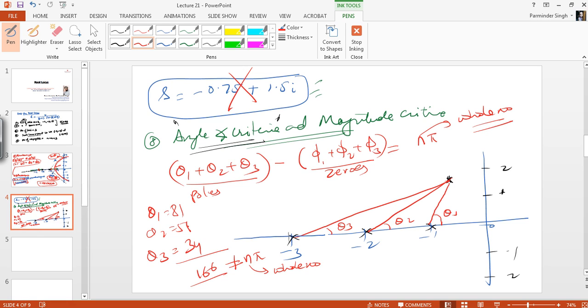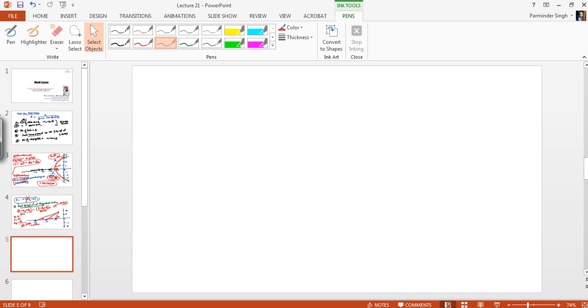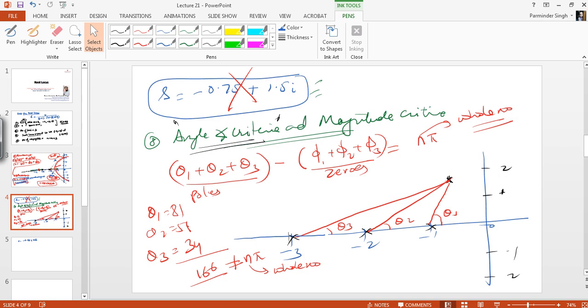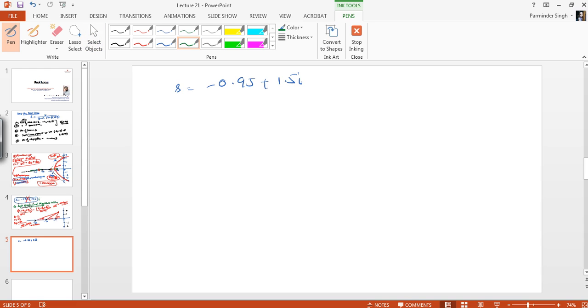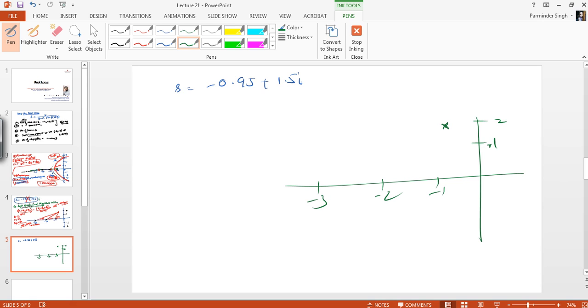Clear? Now suppose instead of this, let's take another point, s equal to minus 0.95 plus 1.5 i. We just shifted more towards the left hand side. Now let's again try this point, whether it lies on the root locus or not. So again, minus 1, minus 2, minus 3. Somewhere here, let's say this is that point, minus 0.95 plus 1.5 i. Now we'll again measure these angles. We have poles over here, so we'll join these angles.